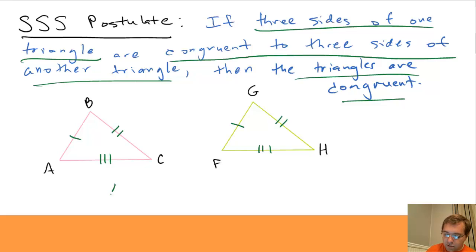So I can write triangle ABC is congruent to triangle. F corresponds with A, so I write that first. G corresponds with B, and H corresponds with C. The triangle ABC is congruent to triangle FGH. And I don't have to check the angles. I now know that they're congruent, and by the fact that they're congruent, I know the angles are also congruent. But to show that those triangles were congruent, all I needed to know was that 3 pairs of sides were congruent.